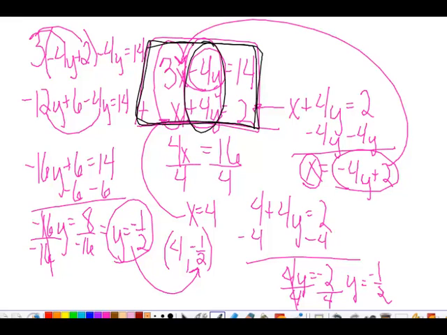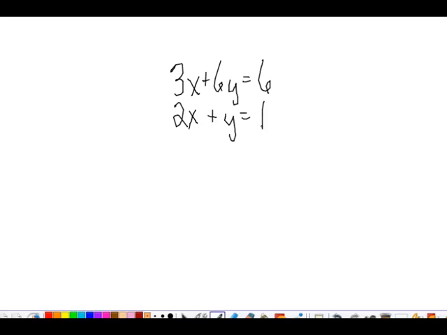Okay? Now, let me try one more before we're done. This one. 3x plus 6y equals 6. 2x plus y equals 1. Now, you can solve this by using substitution. You could subtract 2x from both sides and get substitution. That's fine. Or it's also possible to still use elimination, but you have to kind of alter something somewhere.